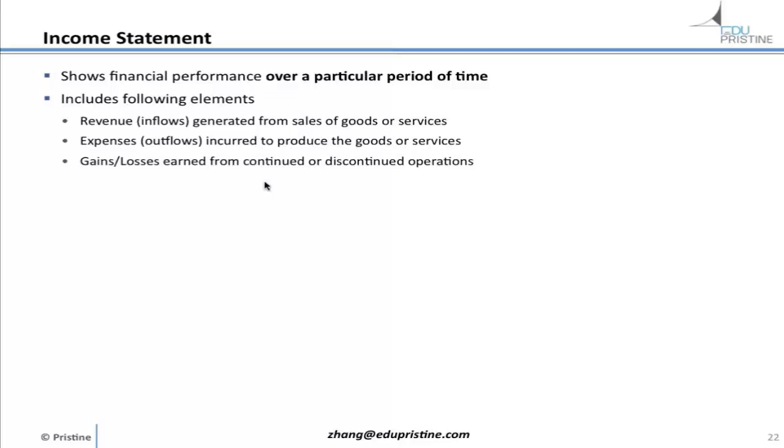Things like revenue and expenses now. We're not calling them inflows and outflows anymore. We're talking about revenue and sales. We're talking about costs and expenses. We're talking about gains, losses. We're talking about profits and things like that. So we're talking about wages.